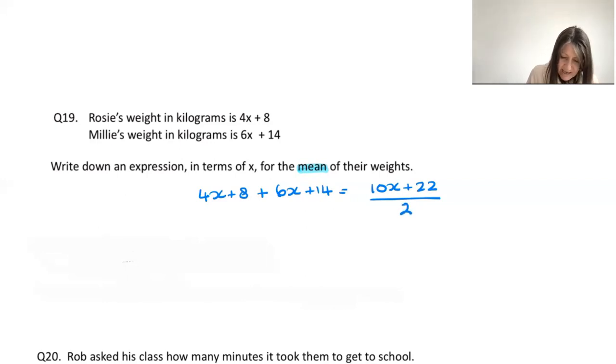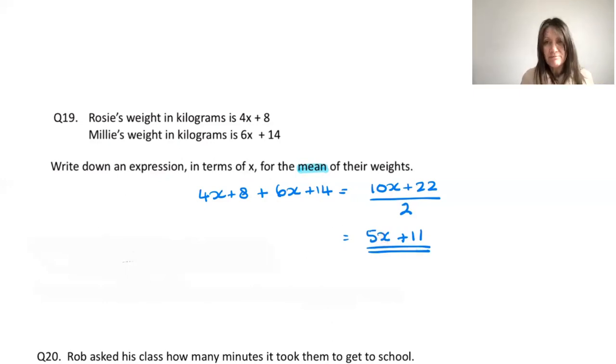And then I'll do each one in turn. How many 2s can I get into 10? I can get 5. So I've got 5x. How many 2s can I get into 22? 11. And that is my final simplified perfect expression. So it's an expression and it's in terms of x because I've got that x there. And that is the mean expressed as a number I don't know.